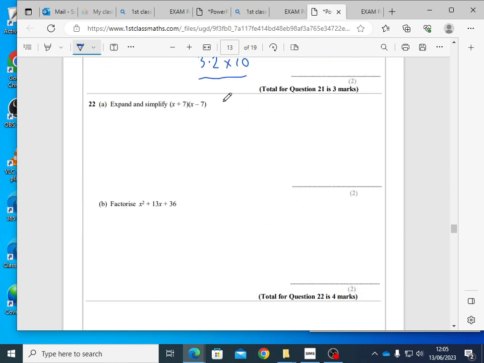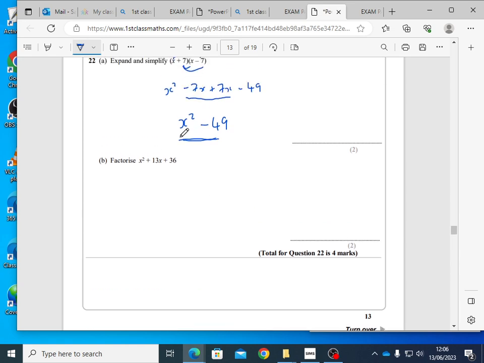Okay, let's have a quick expand and simplify. X times x, x squared. X times minus 7, minus 7x. 7 times x, positive 7x. And 7 times minus 7 is minus 49. Now note that these numbers in the middle will cancel, so you'll end up with x squared minus 49. This is also known as the difference between two squares.